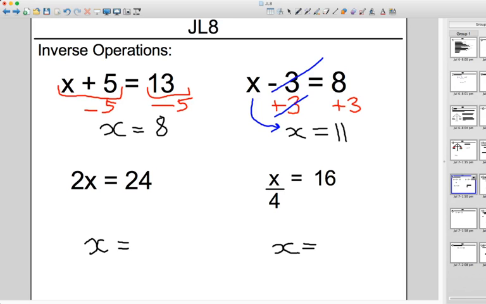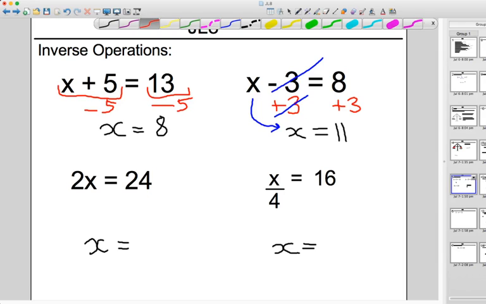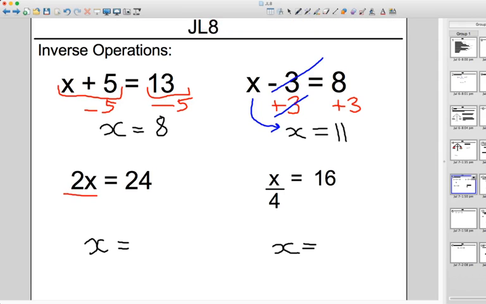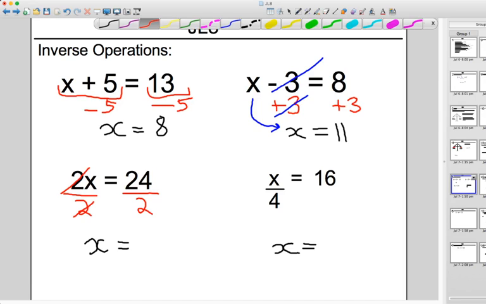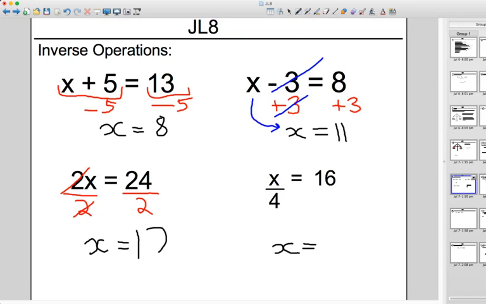Next, we're going to look at multiplication. So we've got 2x here, which means 2 times x. To get x on its own, I'm going to have to divide by 2. I can't just do it on the left-hand side, I've got to do it on the right-hand side as well. The 2's cancel, and I'm left with just x on the left. 24 over 2 is 12.